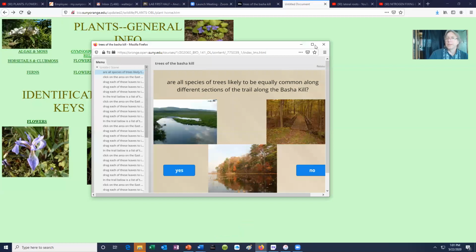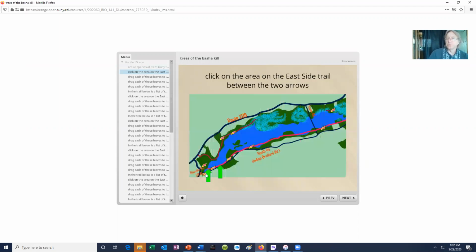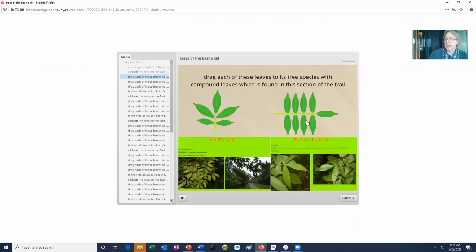And then one other thing just for biology students is that if you now know how to identify trees, you could, say, walk along a trail. As I walk along this trail, an actual trail in an area known as the Bashakil, let's say I walk this first section from here to here. There would be different tree species which I would identify.